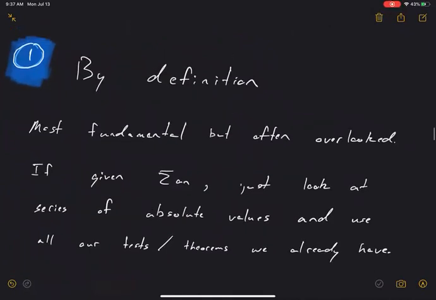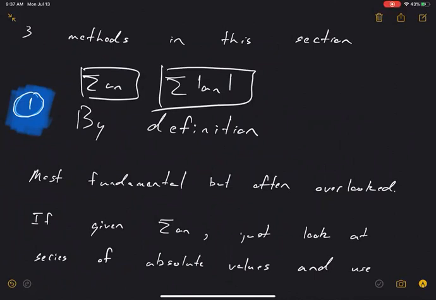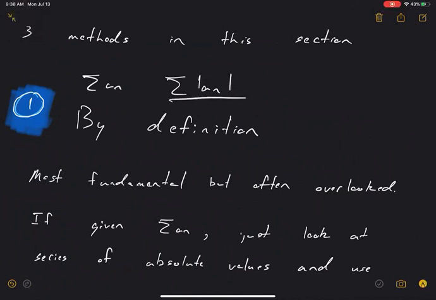So what I mean by definition is, what is absolute convergence? That's when, maybe we're starting with the series a sub n. This series is absolutely convergent if this thing converges, the series of absolute values. So that's the definition of absolute convergence. So by definition, what I mean is, we're just going to look at this series and use all our previous methods to test whether it converges or diverges.